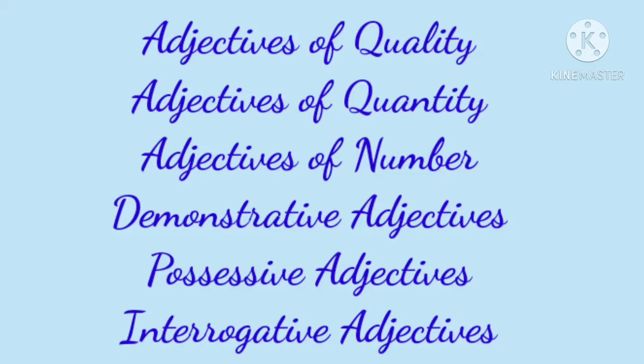First is adjectives of quality. They describe qualities of persons or things. Adjectives of quality answer the question of what kind. Adjectives which tell us of what kind a person is or of what kind a thing is are called adjectives of quality.